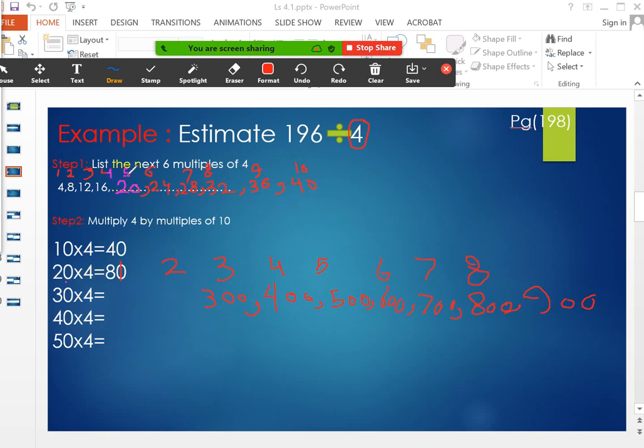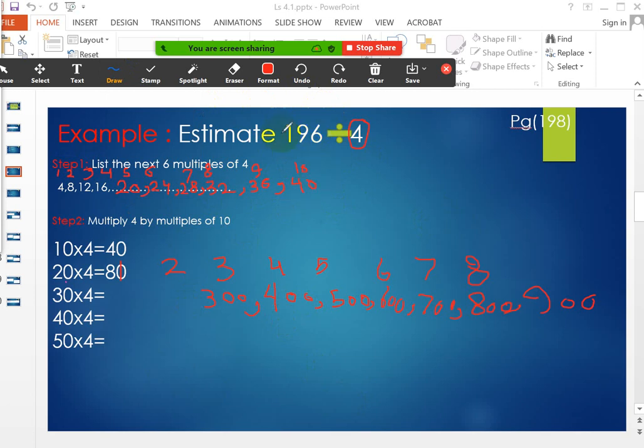So, look. He told me that just list 6 multiples. 1, 2, 3, 4, 5, 6. We will stop here. Okay. This is the first step. Look, girls. Is there any number here or any multiples close to 196? Any multiples here close to 196 as we said in the last example?